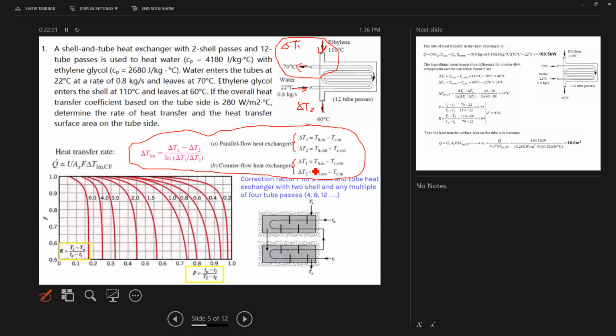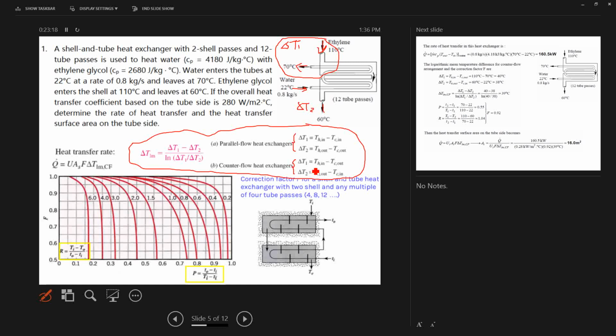But as we mentioned, we have shell and tube heat exchanger. Although in this case, it looks like generally just according to the inlet and outlet direction, it could be considered as counterflow. But inside the tube, the flow directions are not purely counterflow. So that's why you need the correction factor to correct this type of heat exchanger.